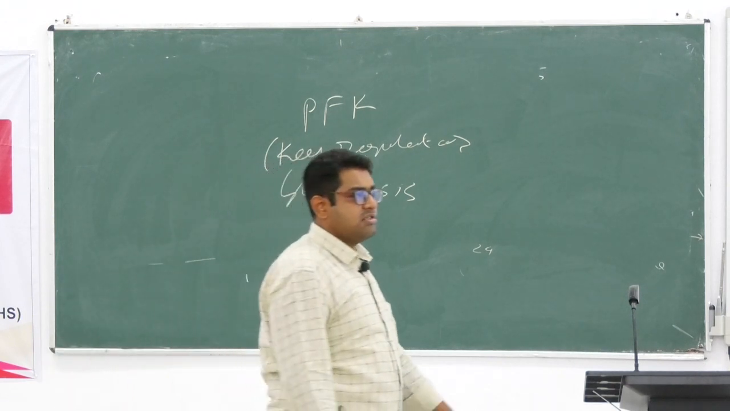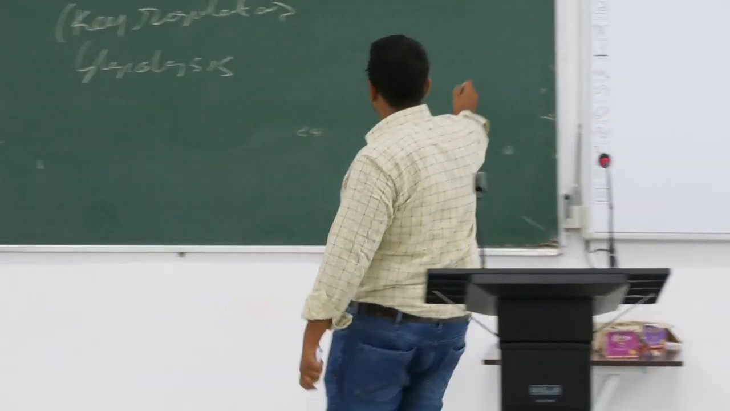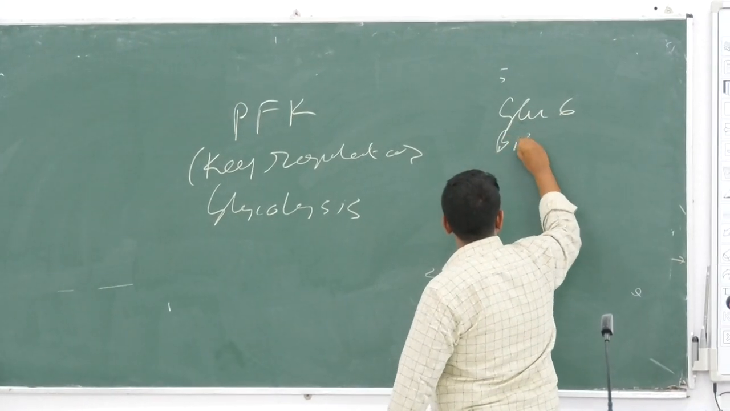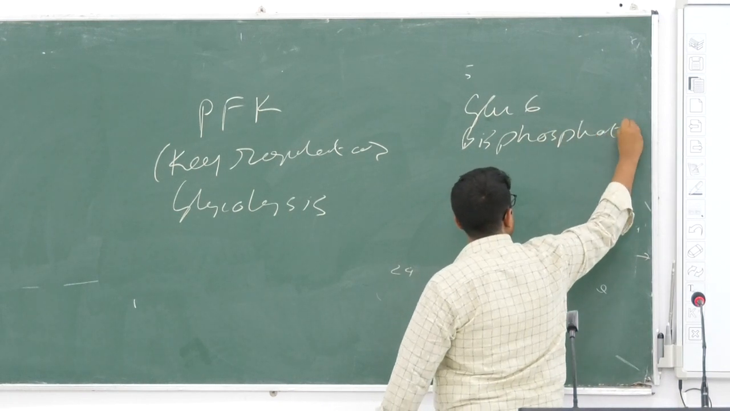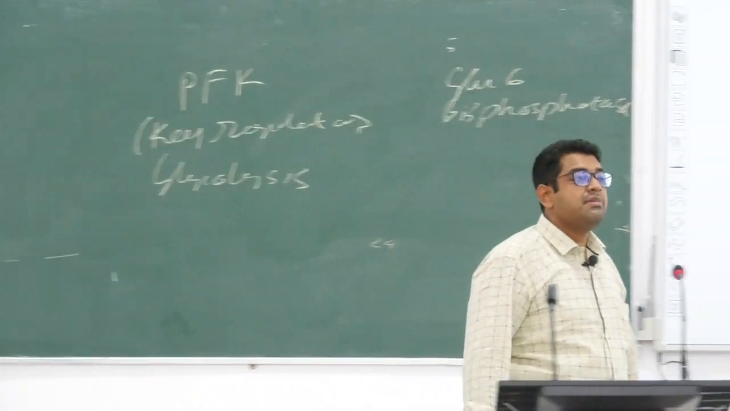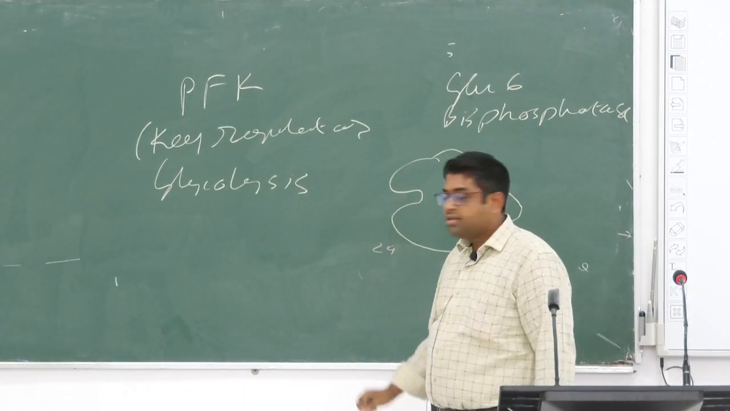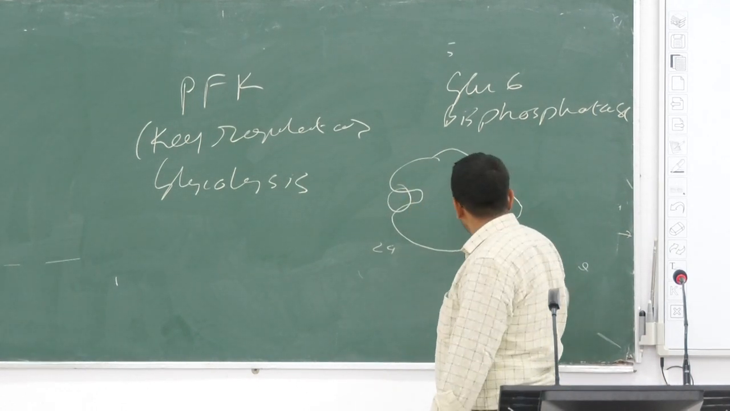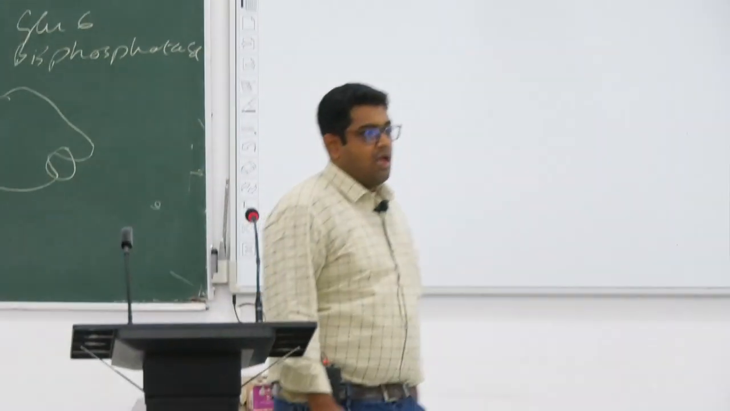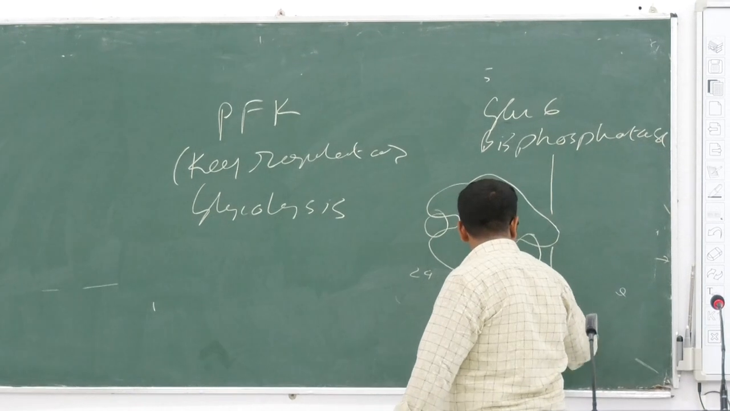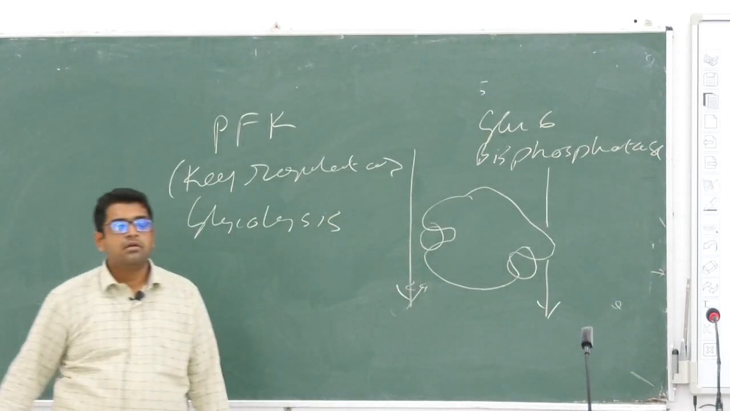Similarly, in gluconeogenesis, you will find fructose 1,6-bisphosphatase. Basically, they are the same enzyme and they have two active sites. Suppose this is the enzyme. This is the active site for glycolysis. This is the active site of gluconeogenesis. And the two processes are being regulated simultaneously.